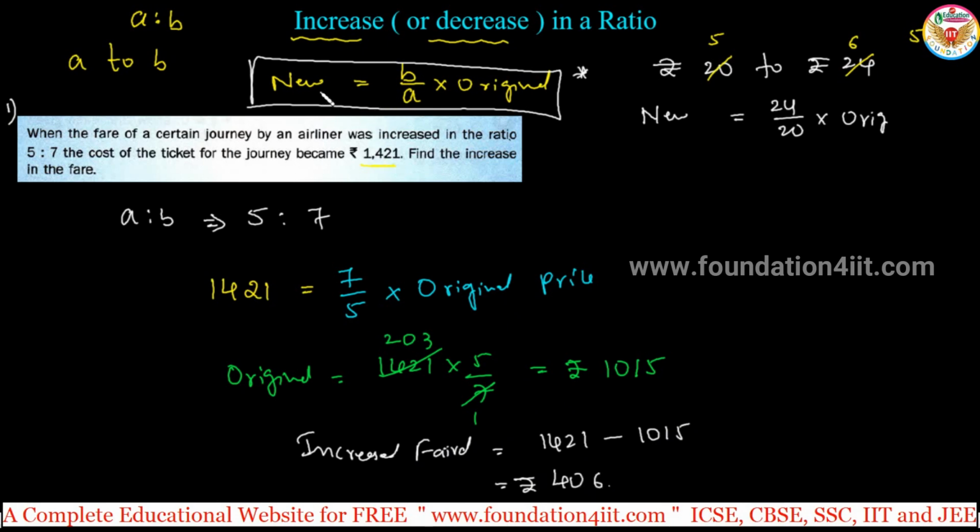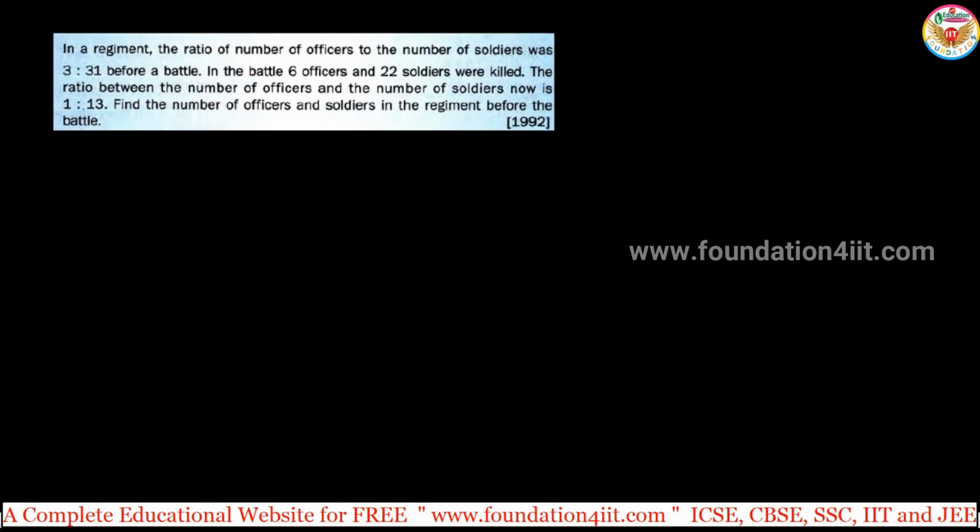This is the main thing. The new price, the new value, is the second ratio divided by the first ratio into the original. Either increase or decrease, you can use the same formula. See one more question.